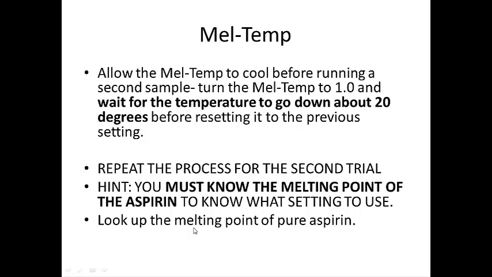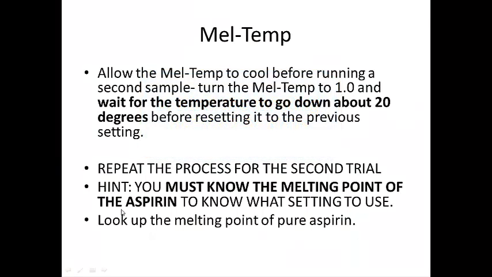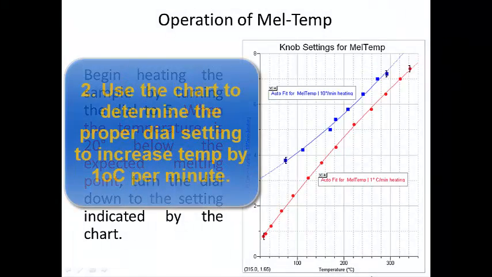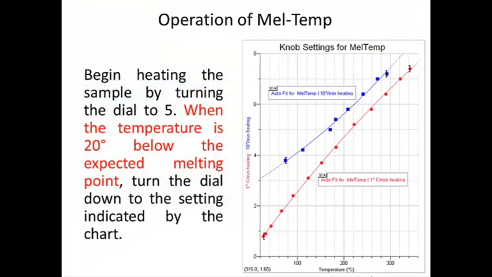So what you have to do for lab tomorrow is, number 1, look up the melting point for aspirin. And the second thing you need to do is go back to the plot, which is here on this slide, and figure out where you're going to set the dial after the temperature reaches 20 degrees below the melting point for your aspirin.